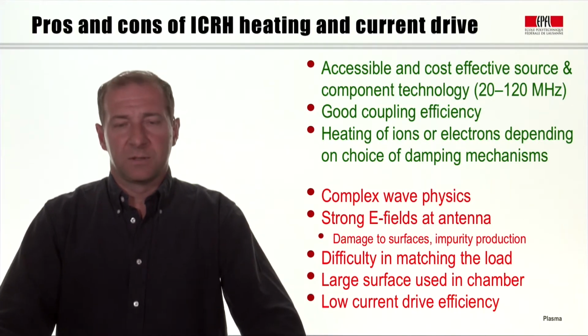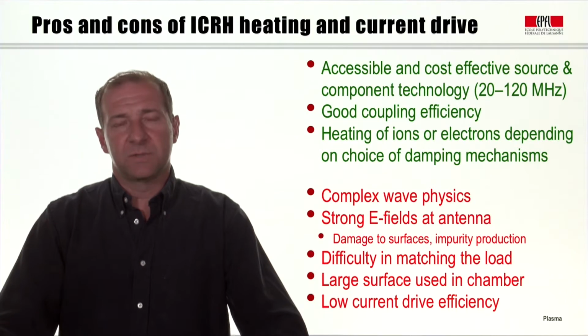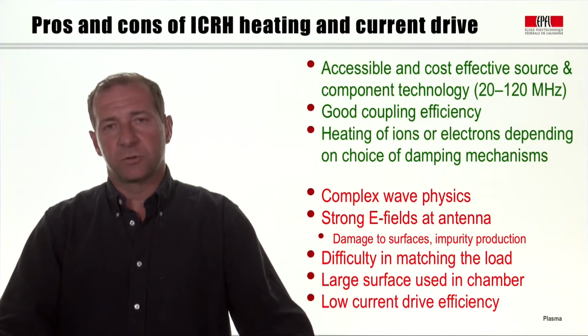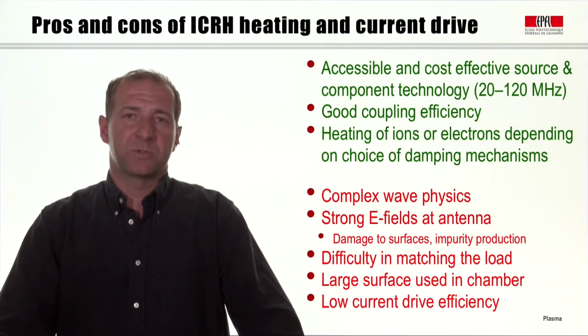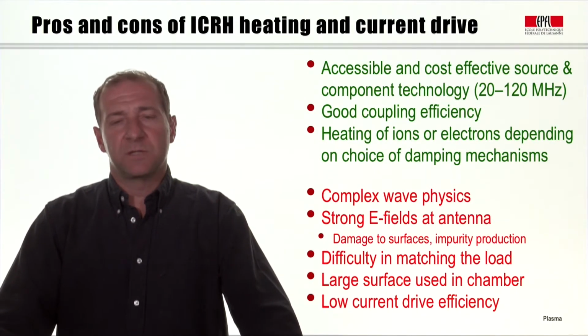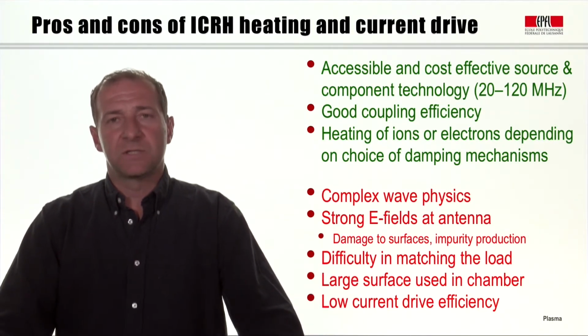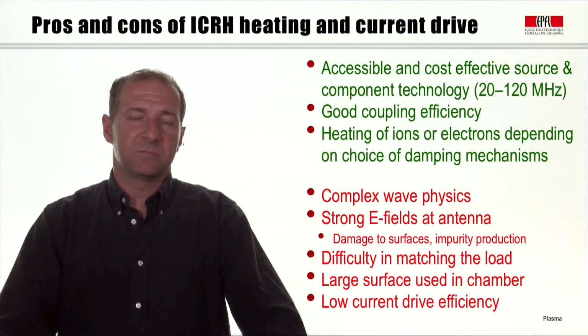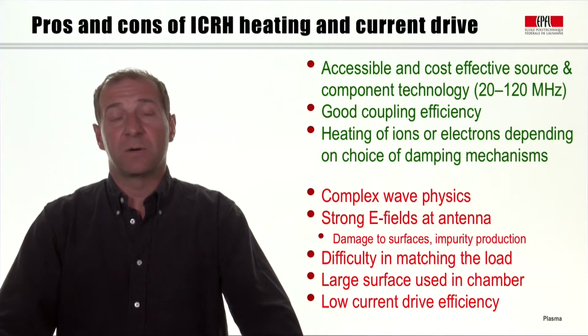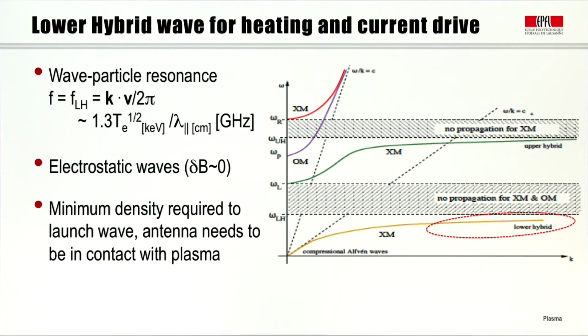plasma. The antenna itself requires quite a large surface in the chamber, a surface that of course cannot be used for purposes such as breeding tritium in a blanket. And in terms of the current drive, the efficiency is relatively low, so there's not a large amount of current that's driven by a given amount of power in the ICRH. In order to drive current more efficiently, in fact, we normally think of using a different kind of wave.